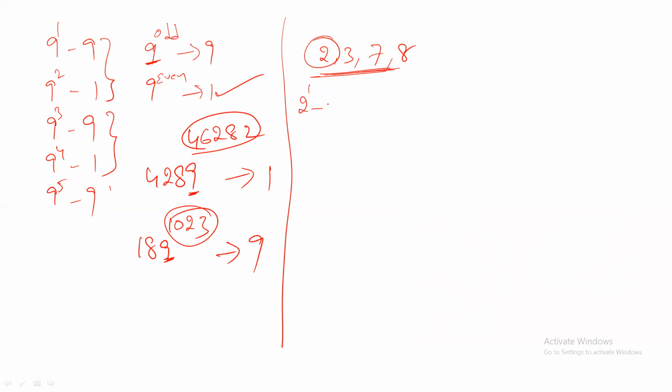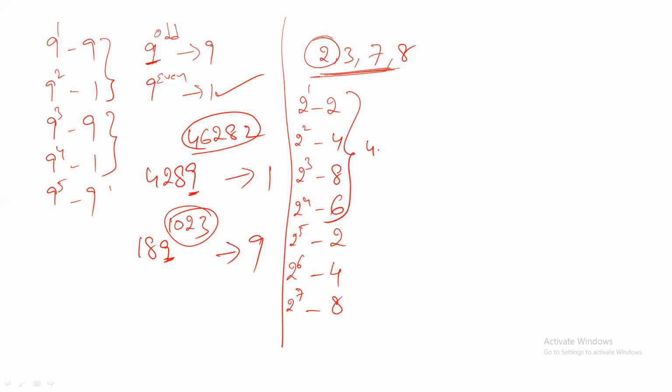Let us consider the pattern here. 2 power 1 is 2. 2 square is 4. 2 cube is 8. 2 power 4 is 16, so I'm writing just 6, because we are concentrating only on the unit digit. What is 2 power 5? 2 power 5 is 32, so the answer ends with 2. 2 power 6 is 64, again it ends with 4. Now, what did you observe? If you want, you can calculate 2 power 7, which ends with 8. Now, after how many numbers is the pattern repeating? After 4 numbers, the pattern is getting repeated.